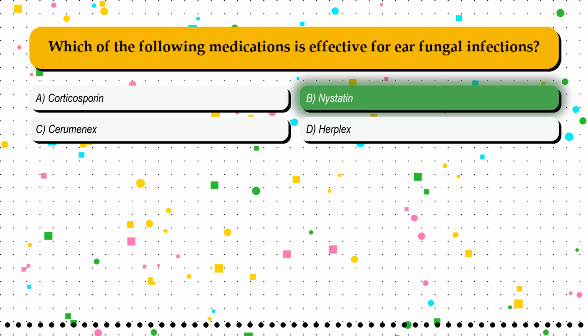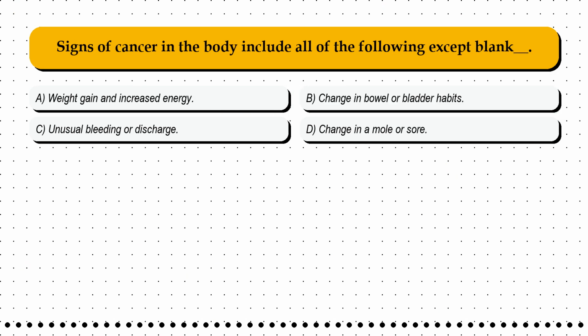The correct answer is option B, nystatin. Question 188. Signs of cancer in the body include all of the following except blank blank. Option A, weight gain and increased energy. Option B, change in bowel or bladder habits. Option C, unusual bleeding or discharge. Option D, change in a mole or sore.